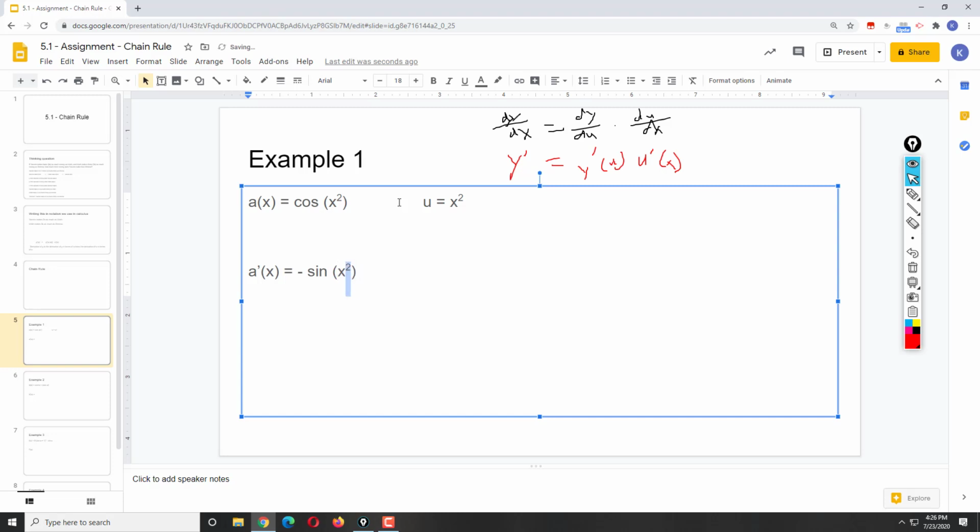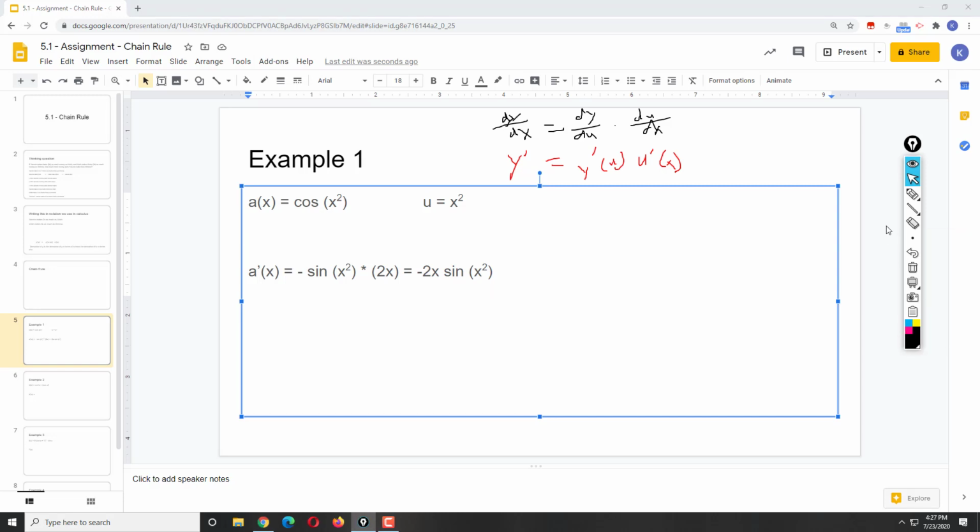That's the derivative of y with respect to u part times the u prime x part. Well, inside we have x squared. So the derivative of x squared is 2x. Okay. So if a of x is cosine of x squared, then a prime of x is negative sine of x squared times 2x, which is equal to negative 2x times sine of x squared. That's it.